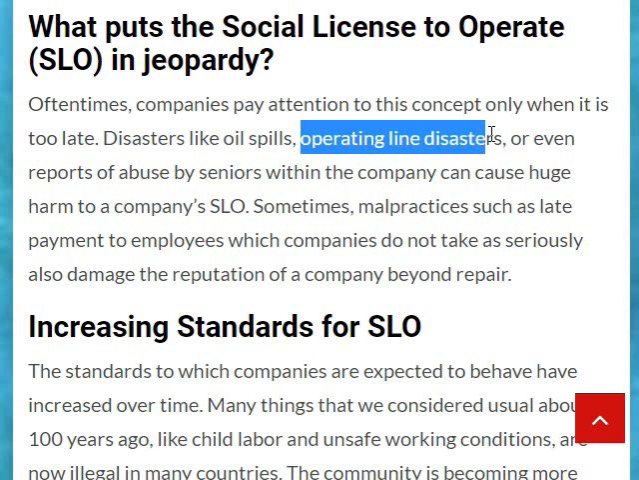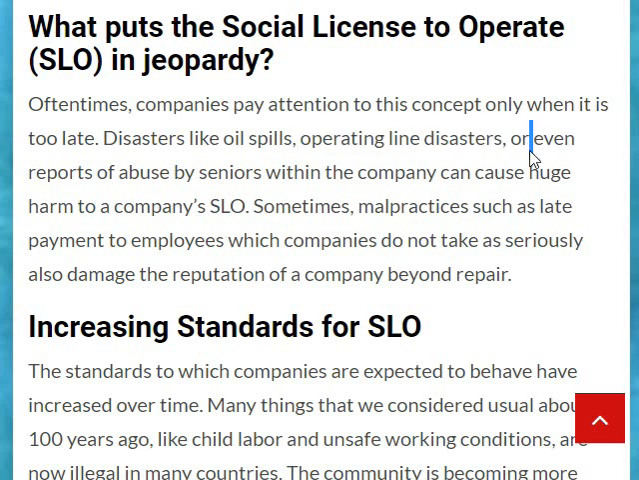Another one is operating line disasters. Operating line disasters means that someone was working on the operating line, and he met with an accident, an employee met with an accident. So this generally sends a message in the community that the company or the business is not very serious about the safety of its employees, which is again a very bad image for the company.